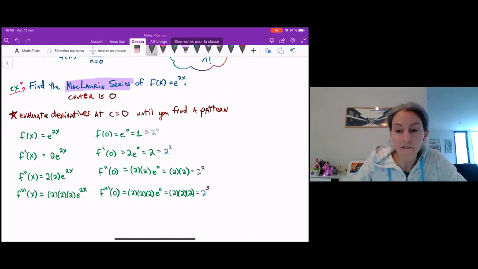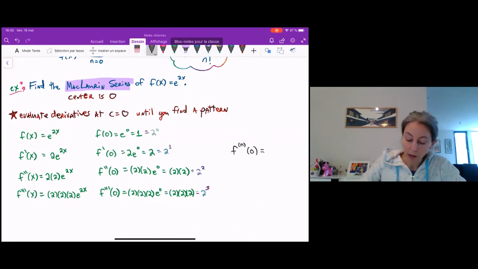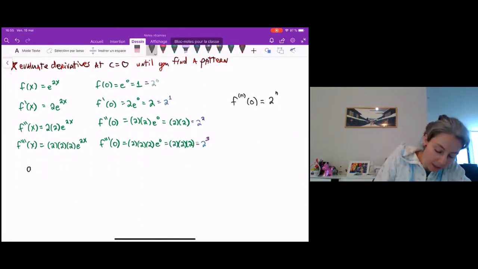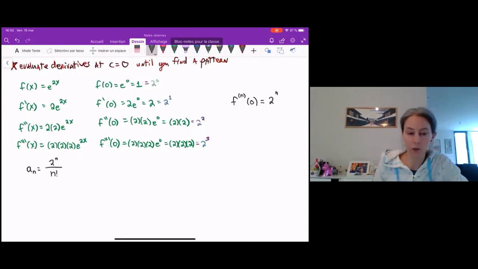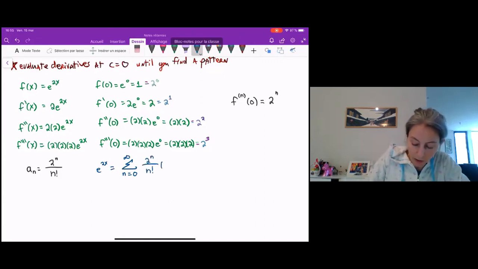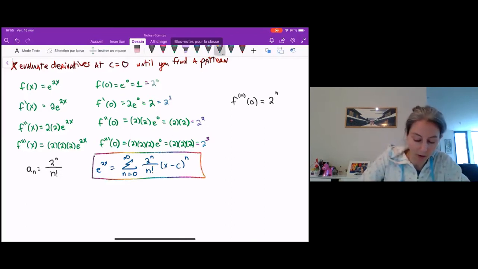So the pattern that I have found for my nth derivative evaluated at 0 is 2 to the power of n. That now allows me to find my a sub n. My a sub n will be 2 to the power of n divided by n factorial, which tells me then that e to the 2x is equal to the sum, n equals 0 to infinity, of 2 to the n over n factorial times x minus c to the power of n, and that is my final answer for this question.